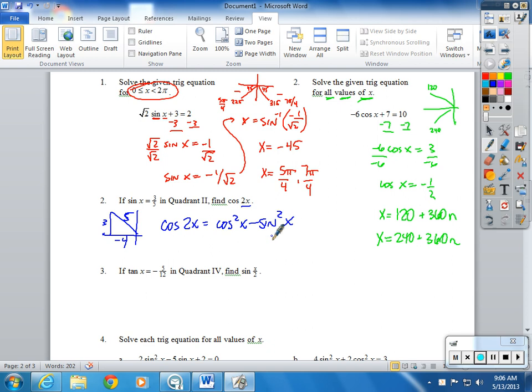Cosine of 2x equals cosine squared x minus sine squared x. That is not the Pythagorean identity. Be careful. So the cosine of x is negative 4/5 squared minus the sine of x, that was given, 3/5 squared. A lot of people say, how do I square a cosine? Well, you just calculate the cosine, negative 4/5, and then square that answer. So we end up with 16/25 minus 9/25, which gives us negative 7/25 as our answer.